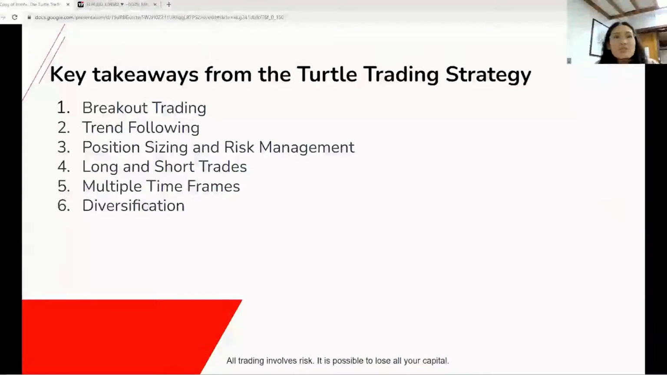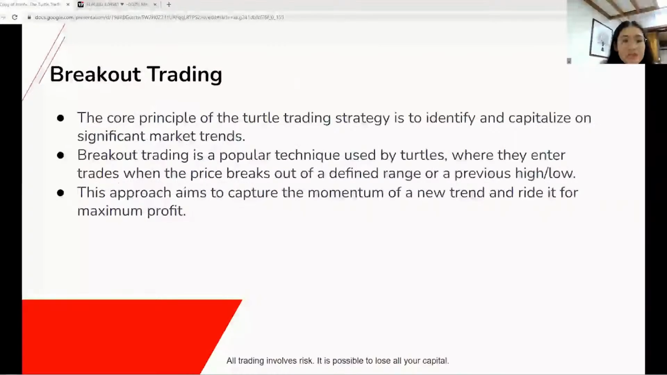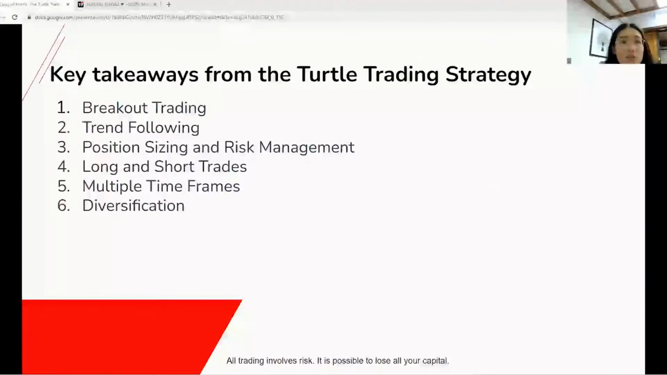So let's get into the specifics of the turtle trading strategy. Firstly, we'll go through the breakout trading, which is what I mentioned earlier, one of the main features of this trading strategy. And since it's also based on a trend following pattern, we're going to be talking about that as well. Position sizing and risk management, long and short trades, as well as multiple timeframes and diversification. So those are all of the ways that the participants of the experiment were trained to use this turtle trading strategy.